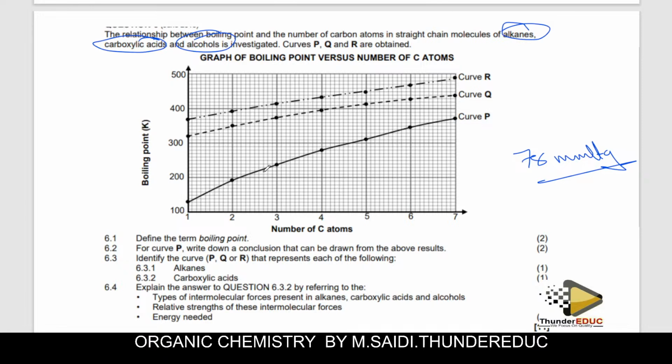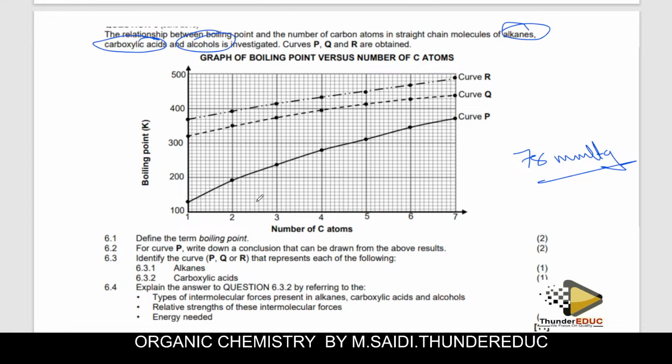Curve P. So if you look at curve P, you can see that as the number of carbon atoms increases, the boiling point also increases. So when you're comparing, you have to talk about the two factors. As the number of carbon atoms increases, the boiling point also increases.